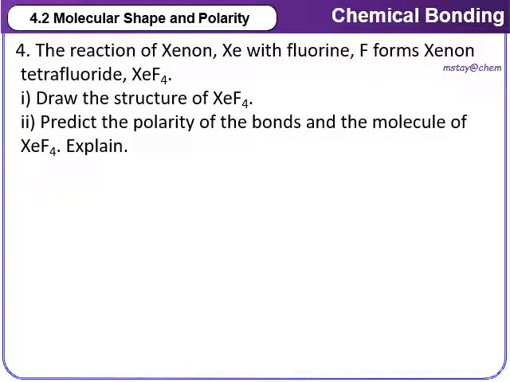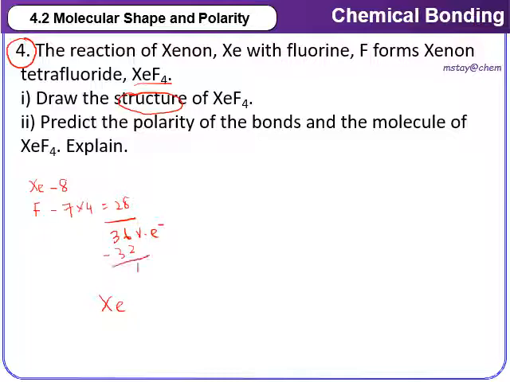Now let's continue with tutorial question number 4. The reaction of xenon with fluorine will form xenon tetrafluoride. Draw the structure of the xenon fluoride. As usual, step 1, we calculate the total number of valence electrons. Xenon has 8 valence electrons, fluorine has 7 times 4, 28. So the total is 36 valence electrons. Fluorine is the terminal atom. There are 4 terminal atoms, so 8 times 4, 32. So we have an extra 4 electrons.